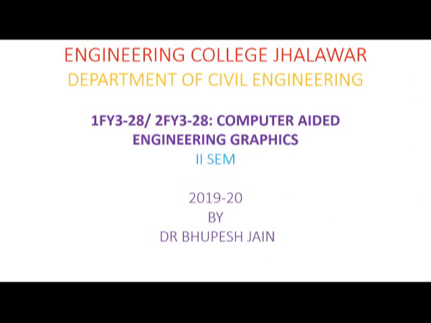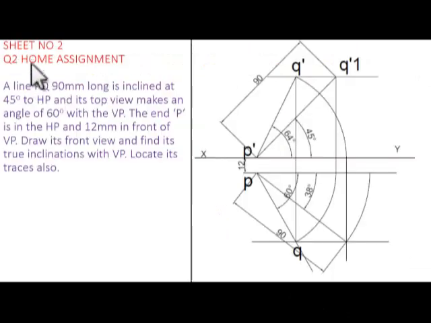Today we will talk about question number 2 of home assignment of sheet number 2. In this problem we have to draw the true inclination of the line and its traces, and the front view we have to draw.